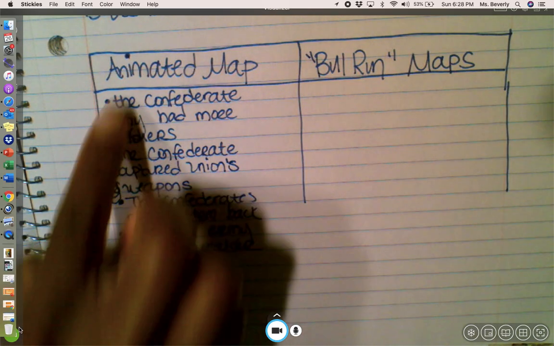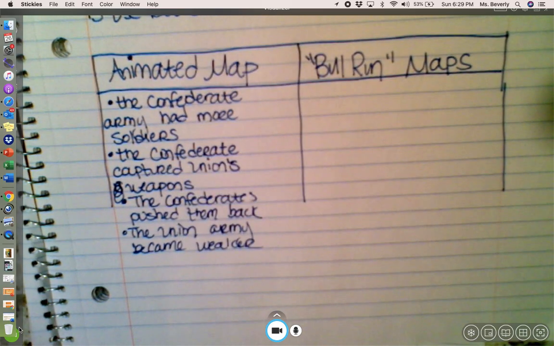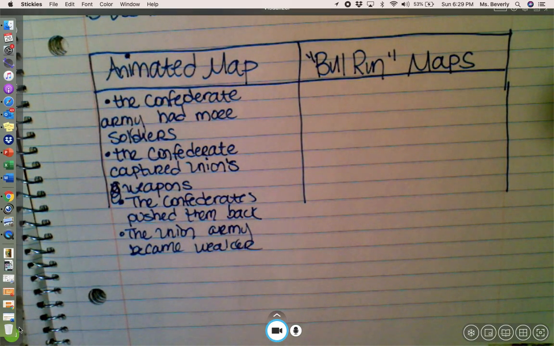So I want you to take time to copy down these 4 points that I have, because we're going to use this to answer the exit ticket.